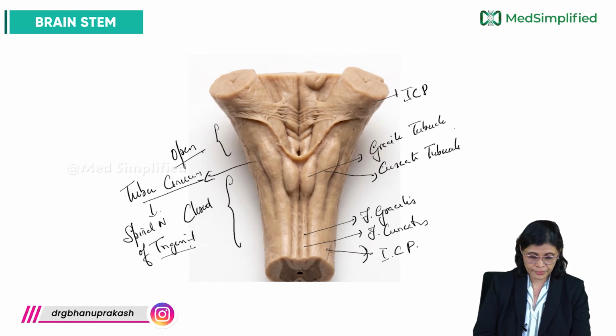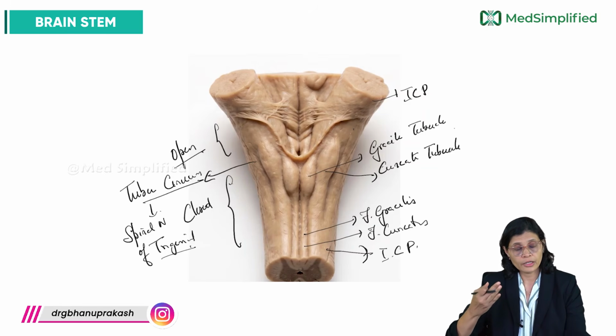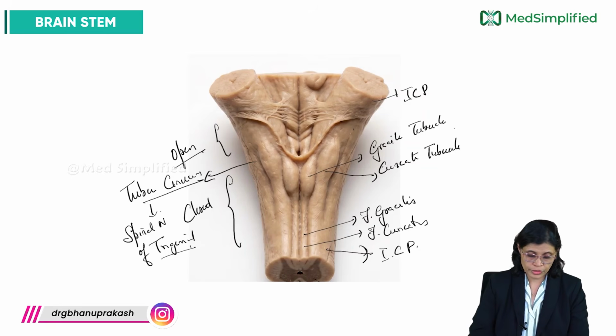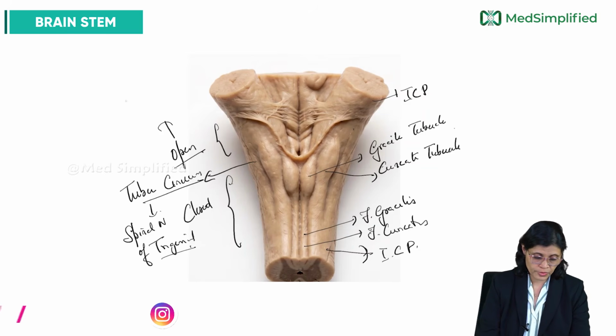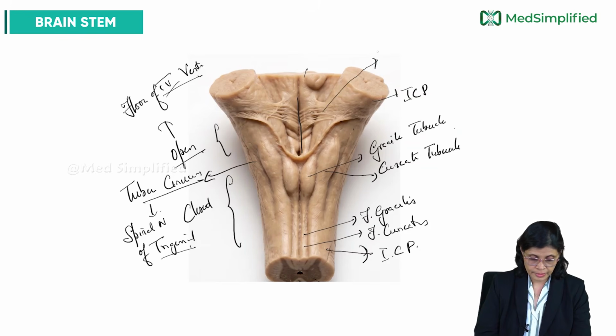In the open part, if you see, that is actually nothing but the lower part of the floor of the fourth ventricle. So this open part forms the floor of the fourth ventricle. So here there is this median sulcus. So this is the median sulcus. These fibers are horizontally placed white matter, we call it the striae medullaris.